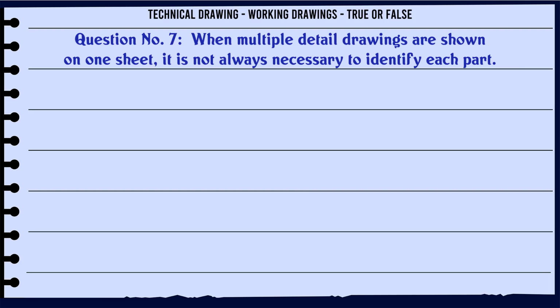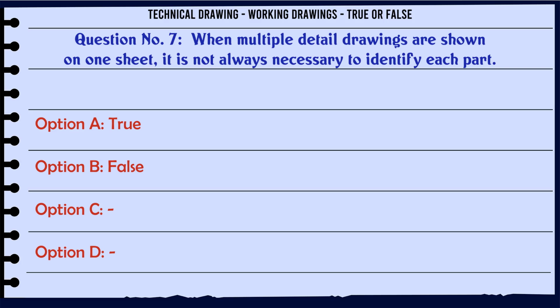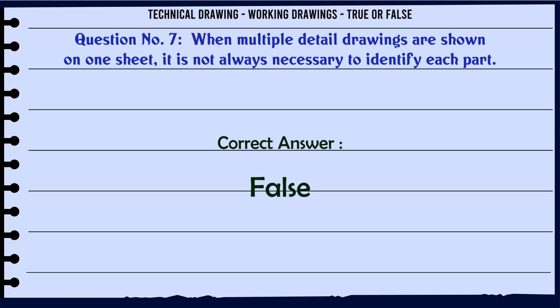When multiple detailed drawings are shown on one sheet, it is not always necessary to identify each part. A. True. B. False. The correct answer is false.